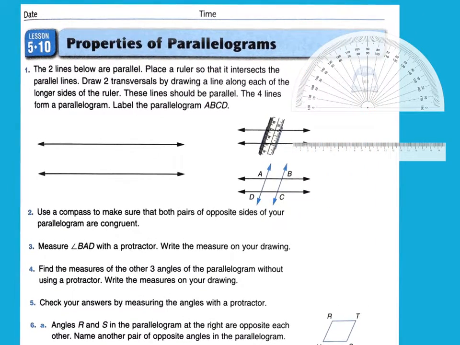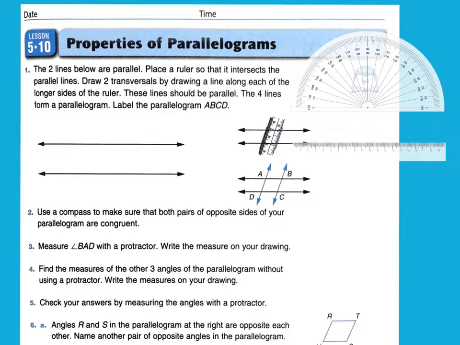Let's look at number 1. The two lines below are parallel, so we're looking at these two lines right here. Draw two transversals by drawing a line along each of the longer sides of the ruler. These lines should be parallel. The four lines form a parallelogram. Label the parallelogram A, B, C, D.